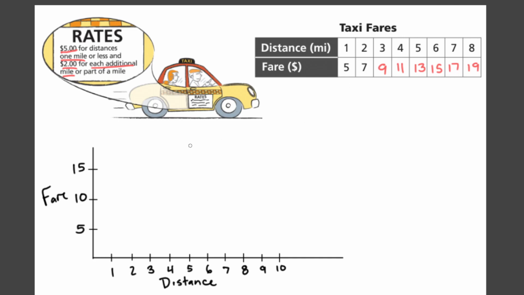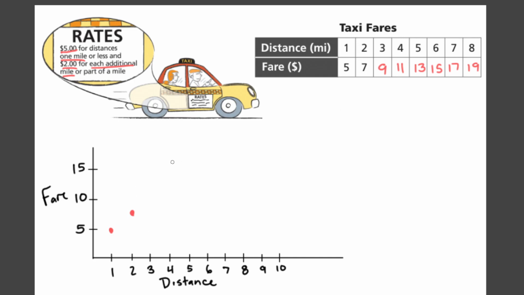Everything is as per usual. Over here I have my graph set up with fares on my y-axis and distance on my x-axis. For the first one I have 1 and 5, so I'm going to be graphing 1 and 5 right here. The second one is going to be 2 and 7, so I will be graphing 2 and 7 right about here.